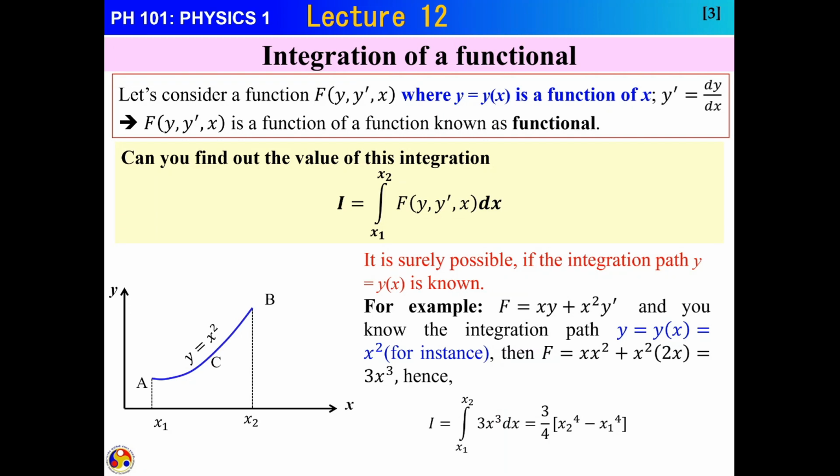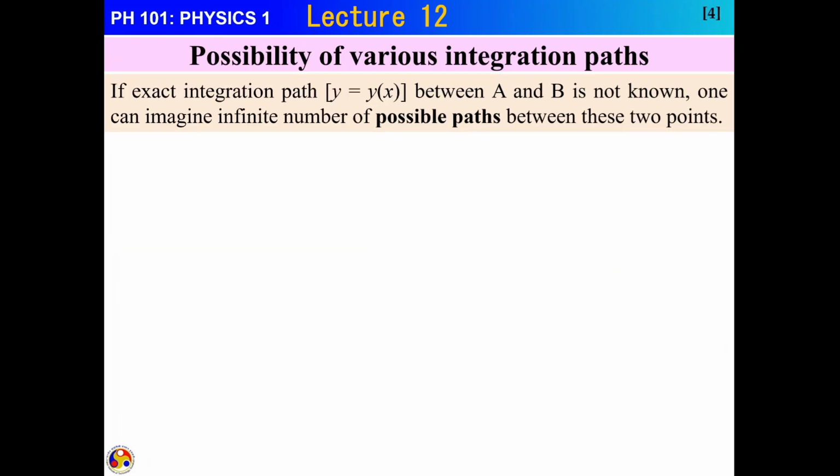Now we will discuss more about the variational principle. Let's get into that. If you are given a choice, how would you justify the path the system takes during its action between a point A and B? If your exact integration path is not known, then you have the option to imagine n number of possible paths between two points.